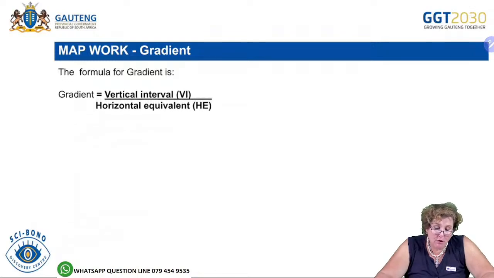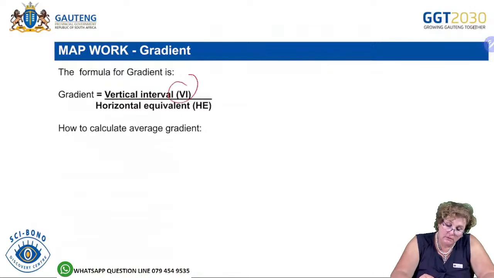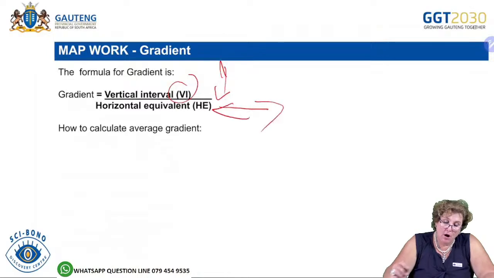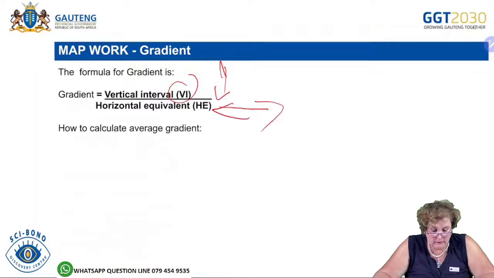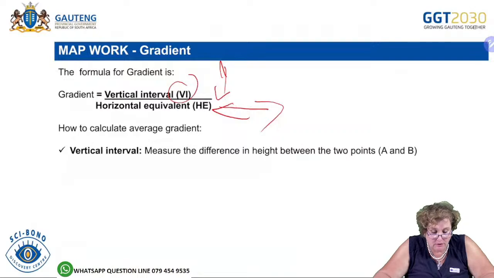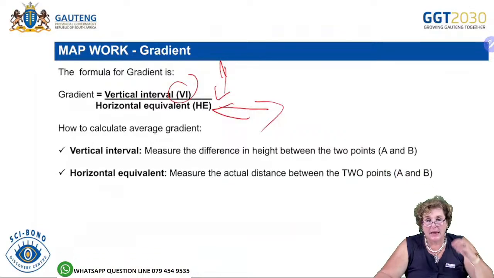The map work for the week, boys and girls, was gradient. The calculation of gradient. What is the formula? It's vertical interval divided by horizontal equivalent. How to calculate gradient? The vertical interval is where you measure the difference in height between the 2 points. You have point A and B.